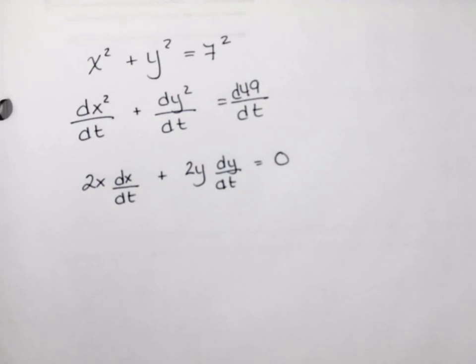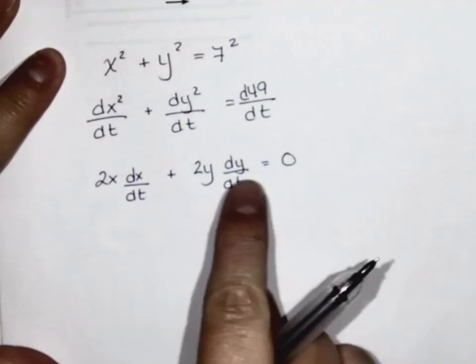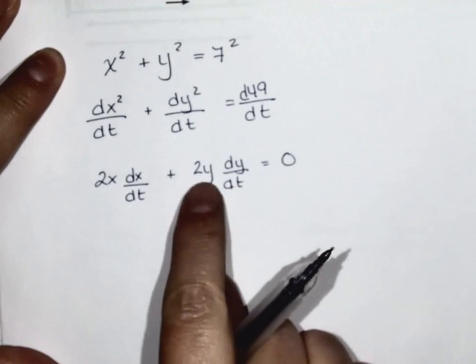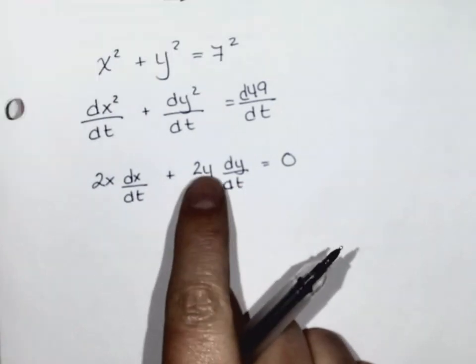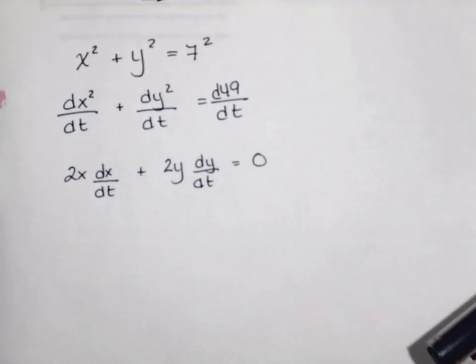There's still too many variables, good point. Because we know what the x is, right? We know that the x is 5 meters from the wall, so we know x is 5. We know the rate is 0.75, so we know this one and we know this one. We're trying to solve for this one, I need the y. Use the Pythagorean theorem, x squared plus y squared equals 49.